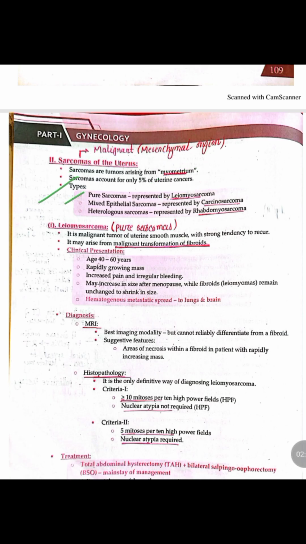First one is the leiomyosarcoma, which is also known as the sarcoma. Second one is mixed epithelial sarcomas that contain both carcinomatous and sarcomatous components, so they are known as carcinosarcomas. And the third one is heterologous sarcomas, which is also known as the rhabdomyosarcoma.